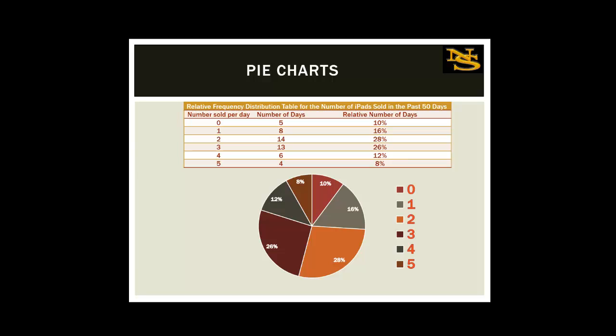And if you look at the pie chart, you can see that it's labeled and color-coded. 0 is right here, so 10% of the days we sold 0, right there. And then you can just follow the color coding all the way around. Again, this is important. Pie charts are only appropriate for displaying parts of a whole for a single variable. And your pies better add up to 100%.